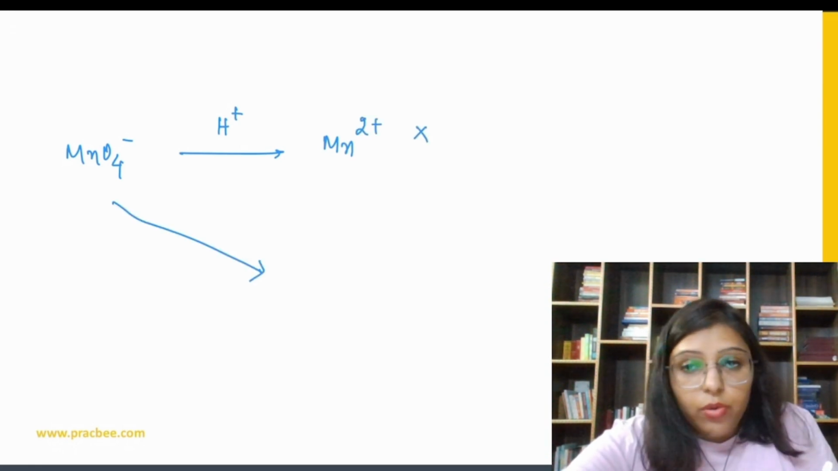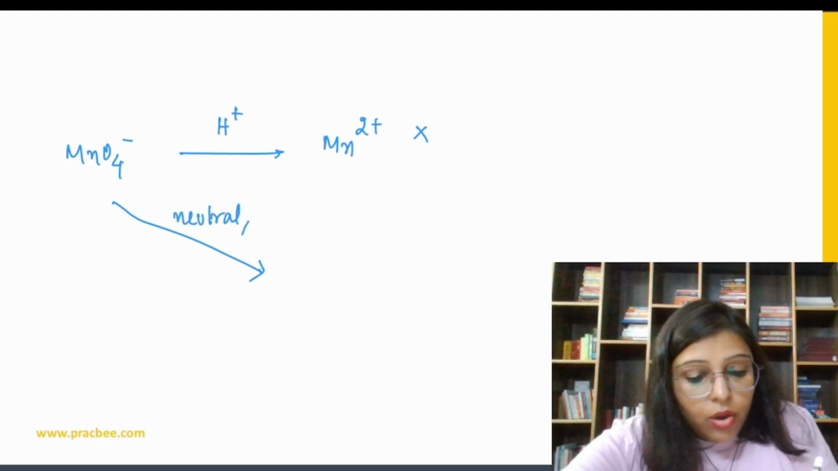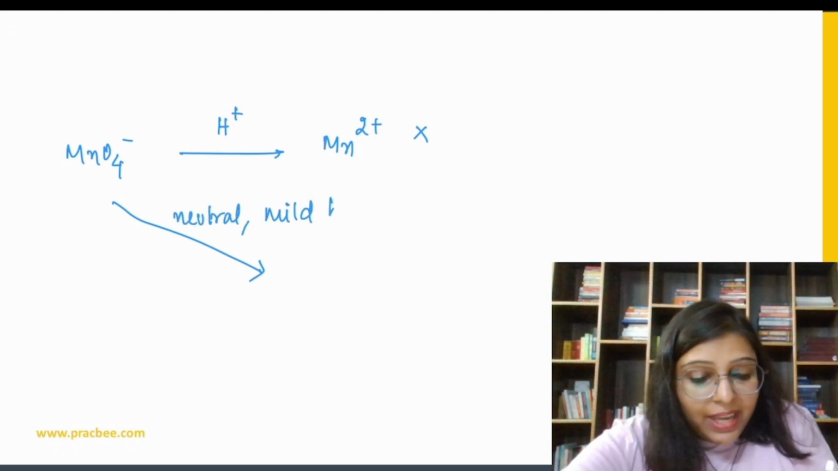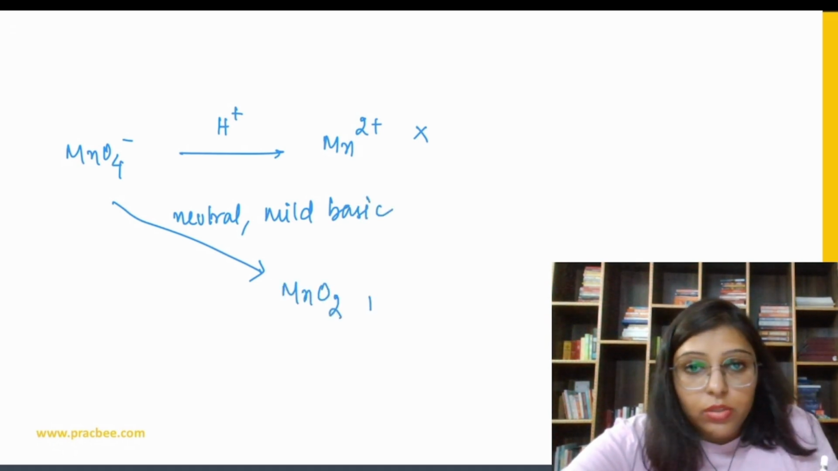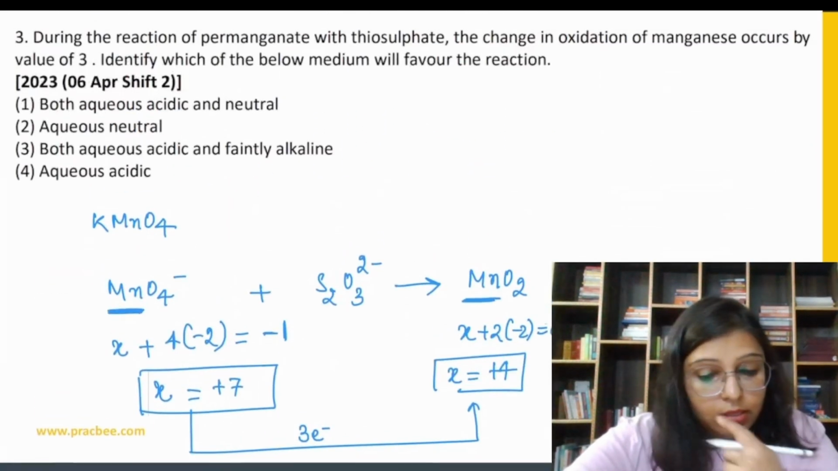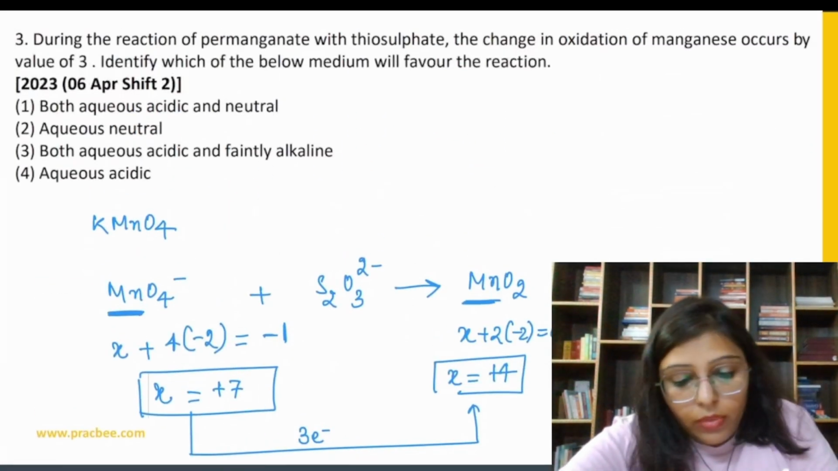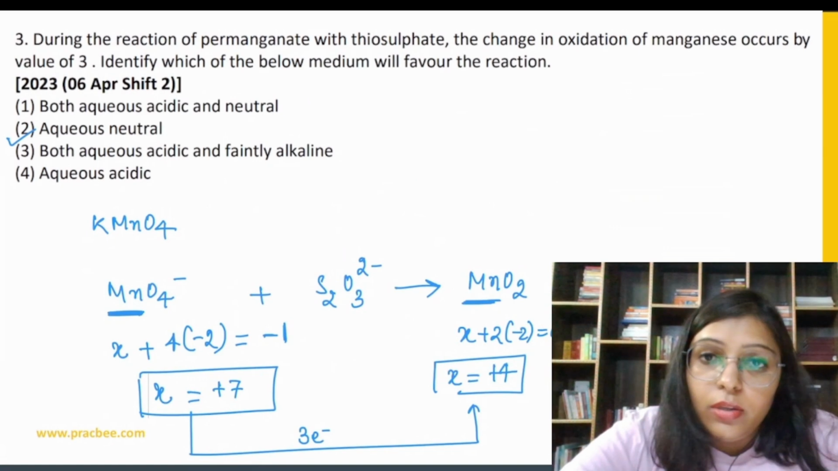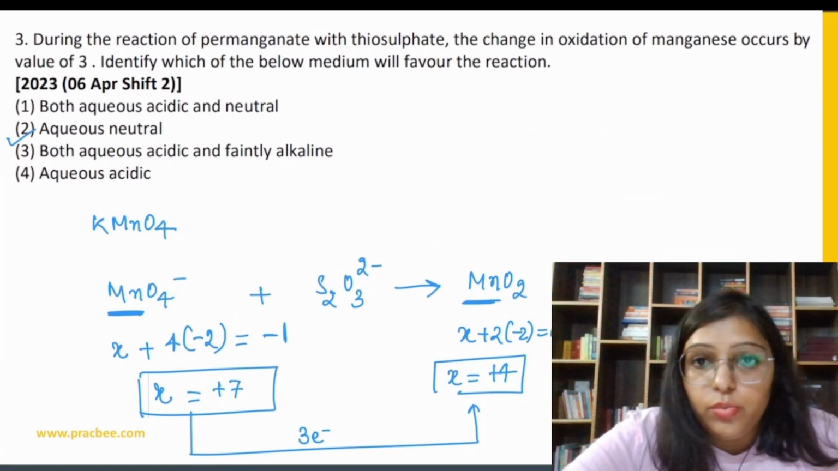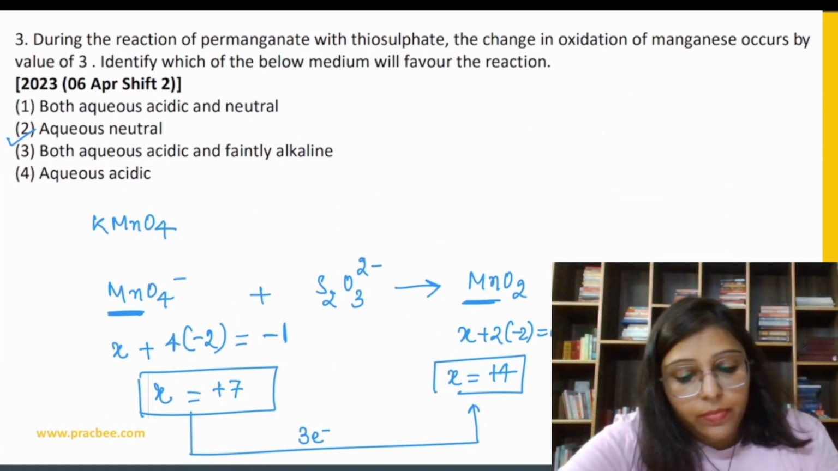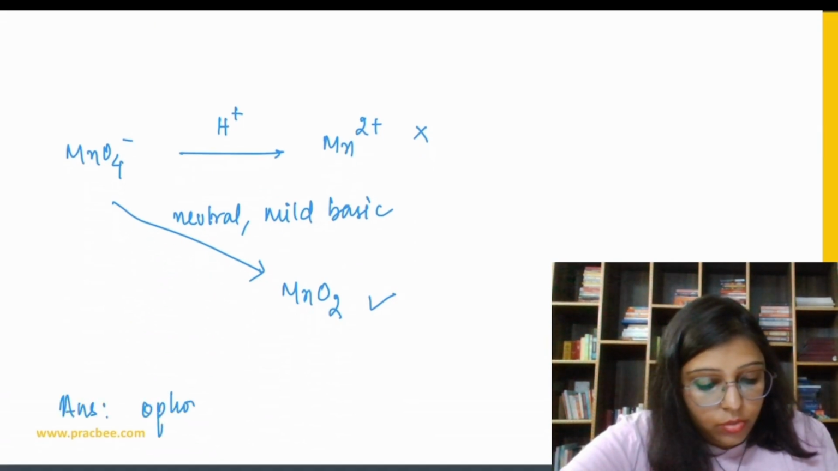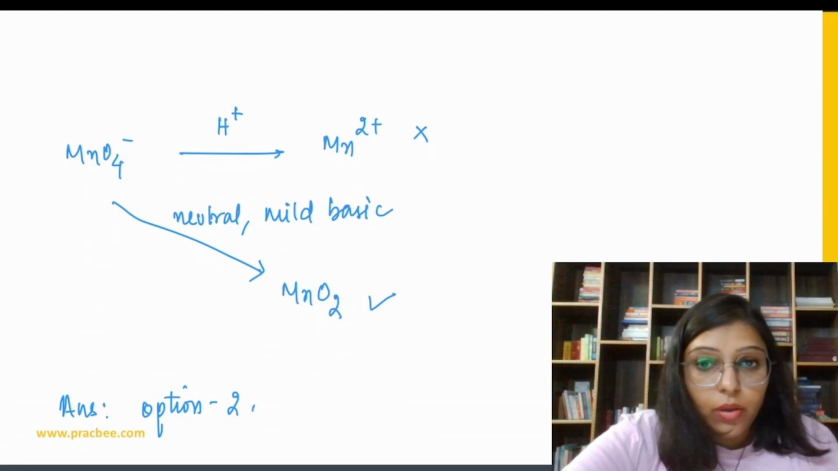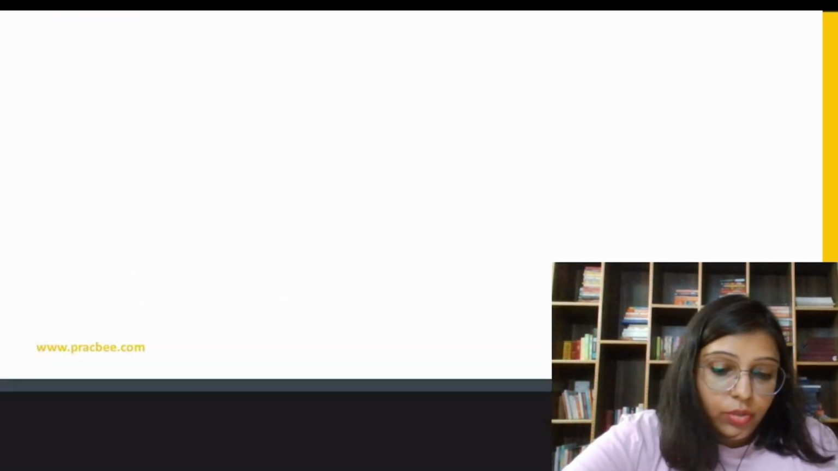And MnO4 minus in neutral or mildly basic medium is converted to MnO2. So this is the case. So the answer is aqueous neutral. Understood? Aqueous neutral. Okay, so the answer is option 2. Okay, let's do the next question.